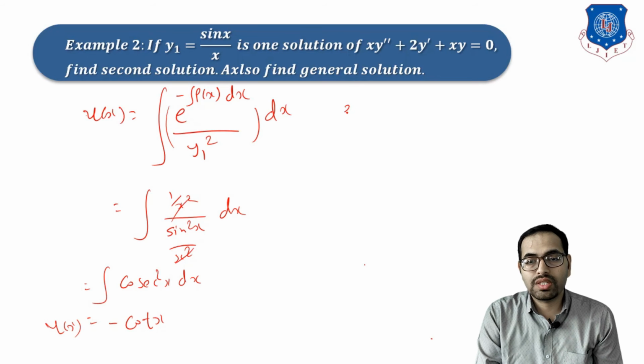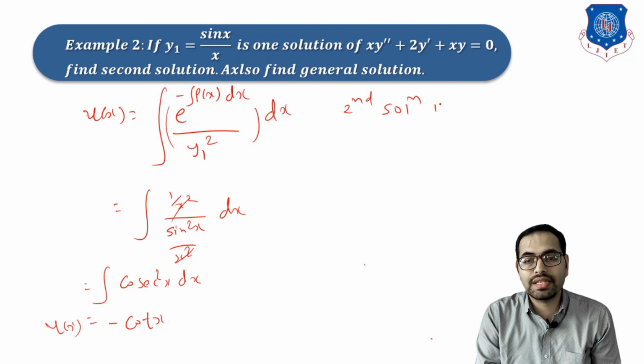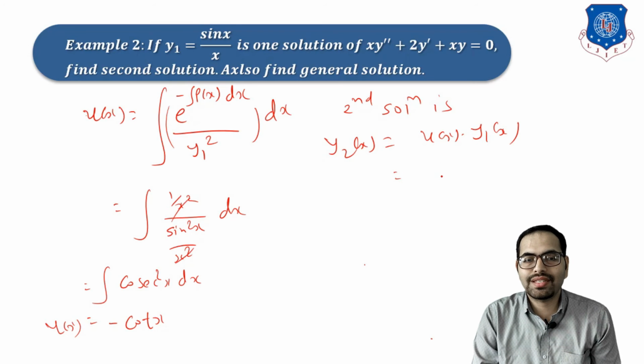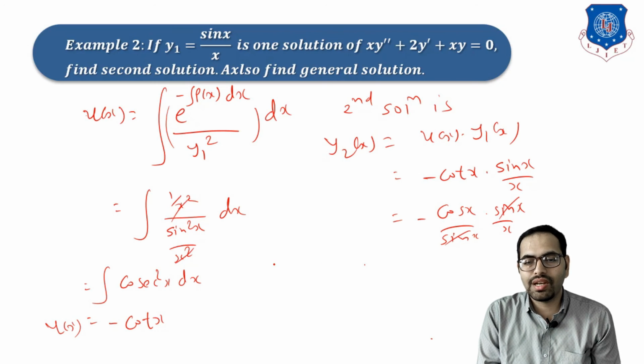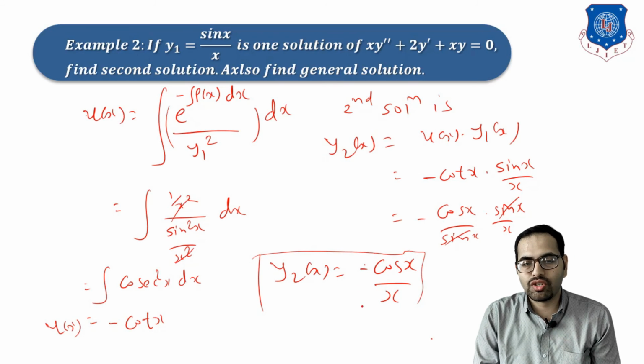Now the second solution is y2 of x equal to u of x into y1 of x. u of x is minus cot x, y1 of x is sin x by x. Then minus cot x, which is cos x by sin x, times sin x by x, sin will be cancelled out, then y2 of x becomes minus cos x by x. This one is our second solution.